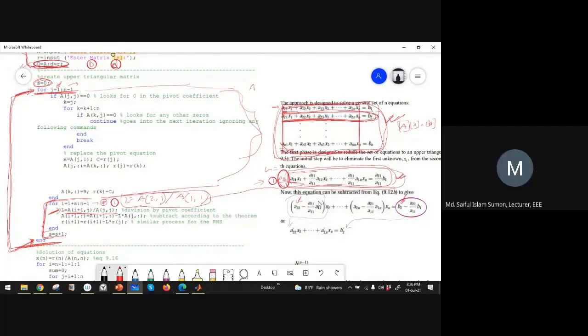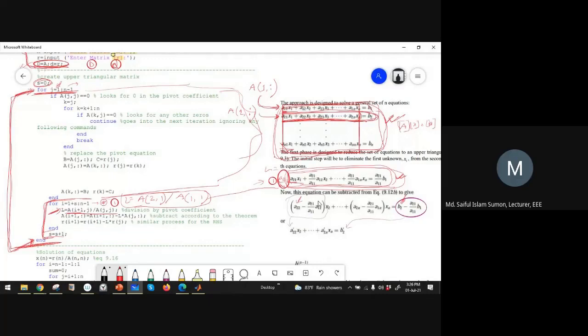So A1 comma colon represents my row number 1. A2 comma colon represents my second row. Second row means second equation. The second equation is this portion, the left hand side.